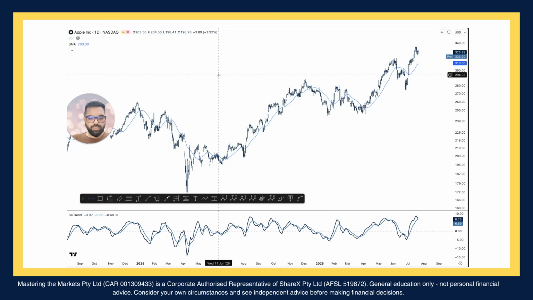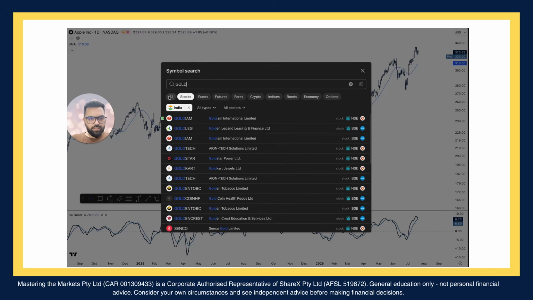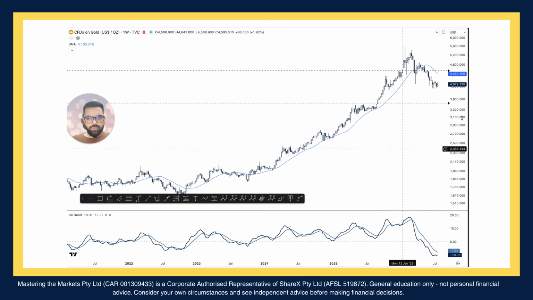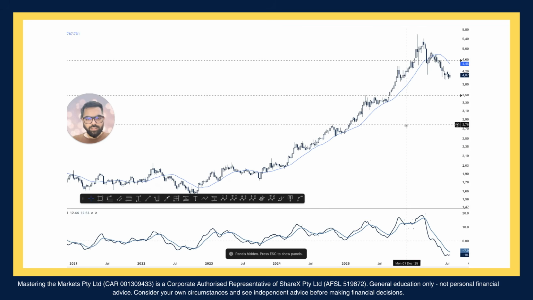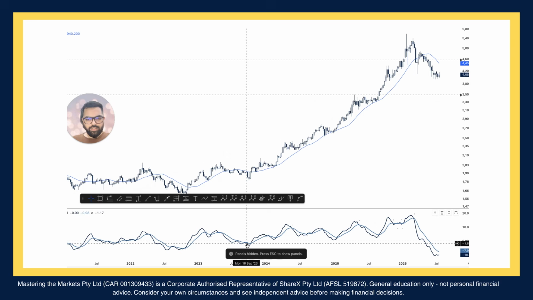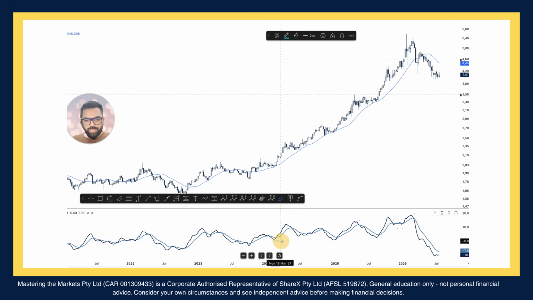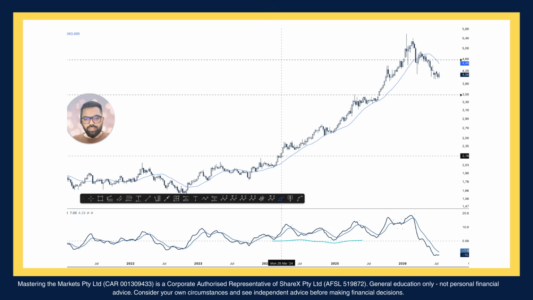So let's go to something like gold or silver. See the beauty of momentum on the gold chart. Somewhere here in September of 2023, we started a fresh bullish cycle. And since then, the momentum never came back to the zero line. All this while it was above zero. The moving average, that is the 20-week average, never broke. The price was above it. So I will call this entire thing one cycle.